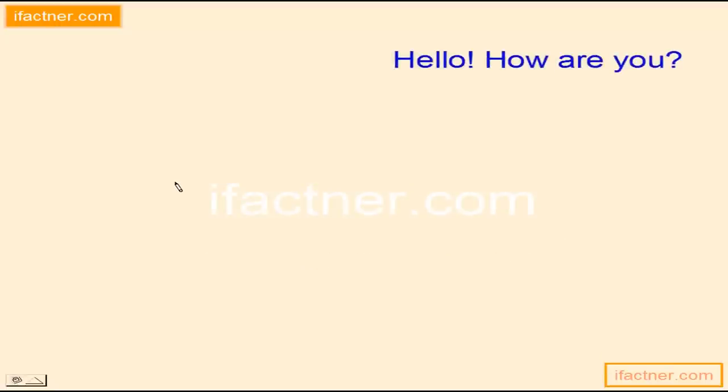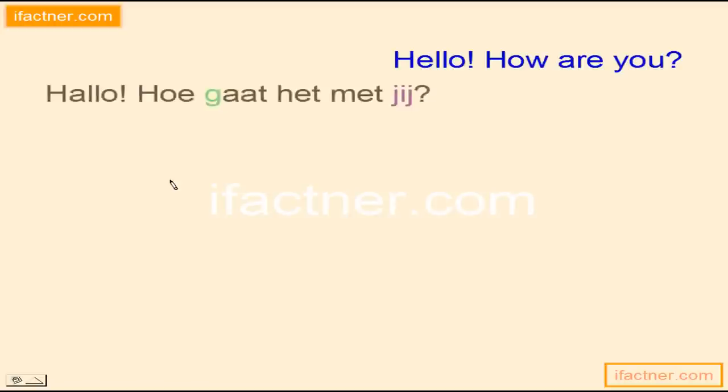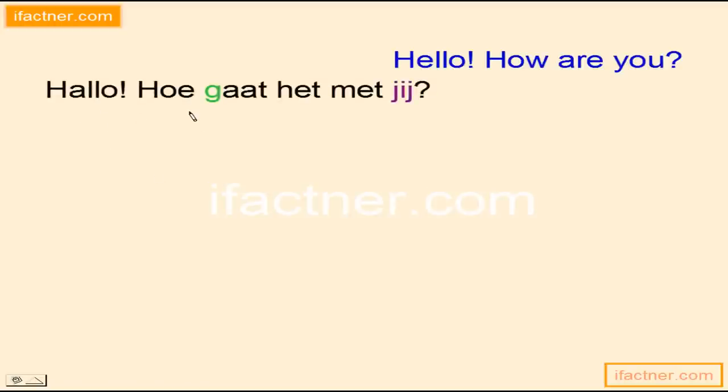Hello, how are you? Hallo, hoe gaat het met jou? G is pronounced as ga in Dutch, so it's hoe gaat het. J is pronounced as ja, so it's jou. Hoe gaat het met jou? Hallo, hoe gaat het met jou?